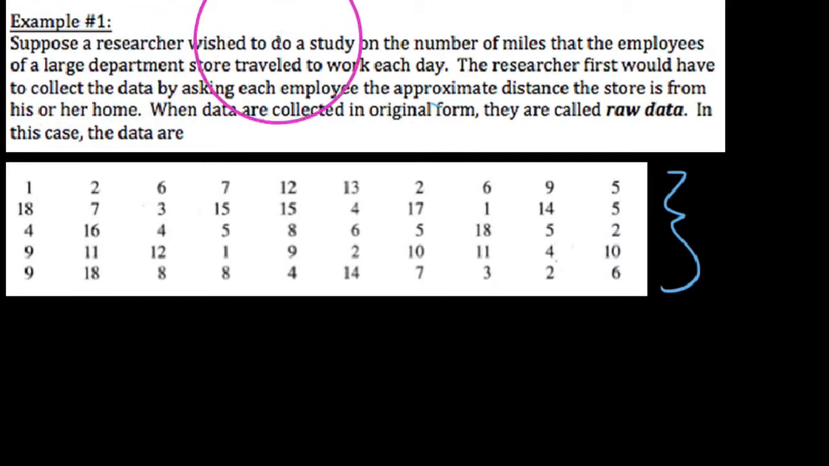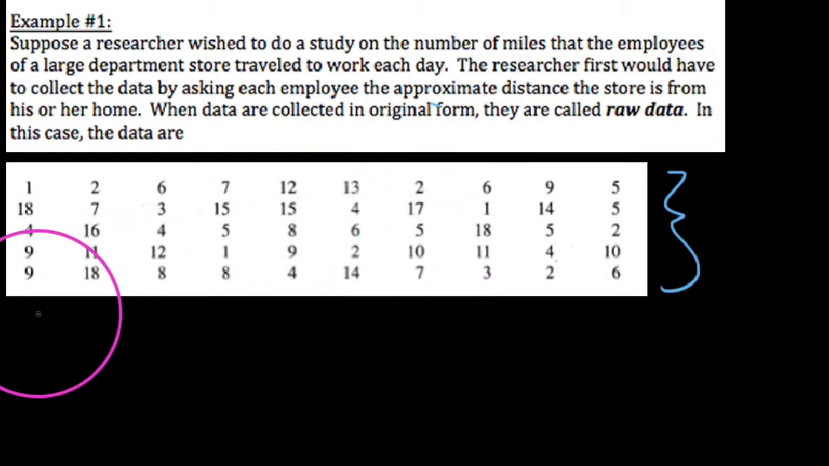It says, suppose a researcher wished to do a study on the number of miles that employees of a large department store travel to work each day. So maybe that's something that's important to them. They'd first have to collect the data. So they've got the data, and they'd ask their employees, how far from work in miles do you live? They'll go ahead and collect it and organize it into this array.